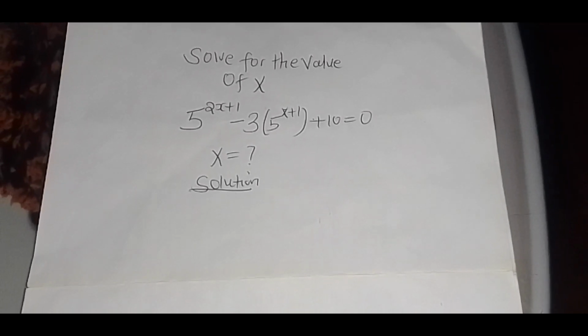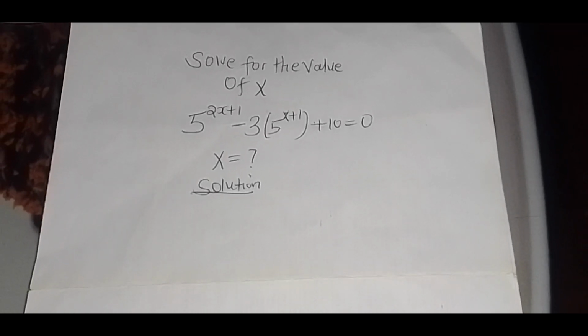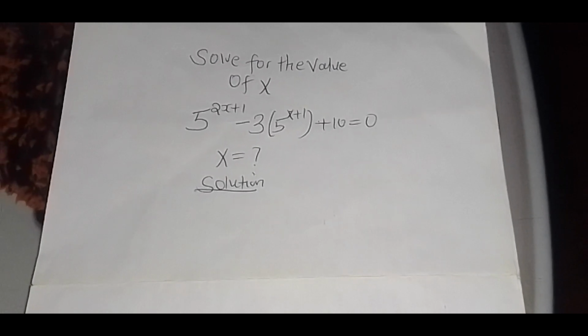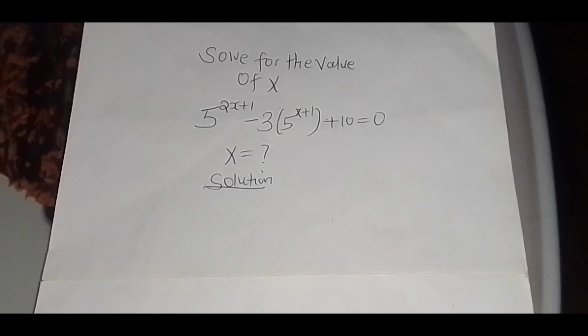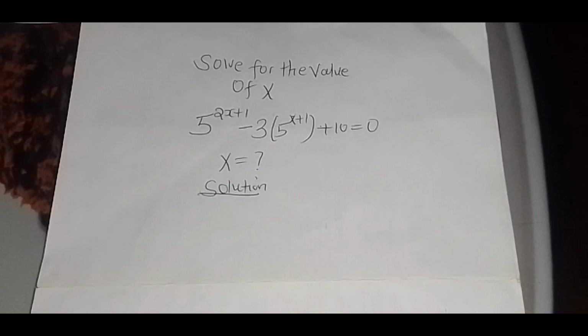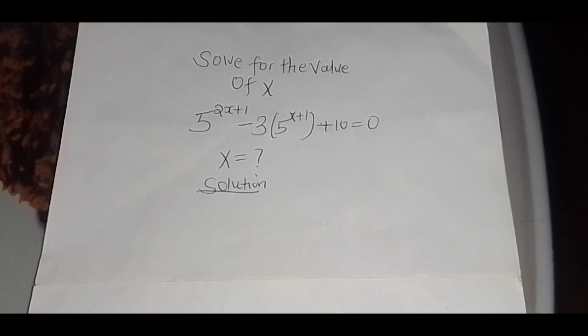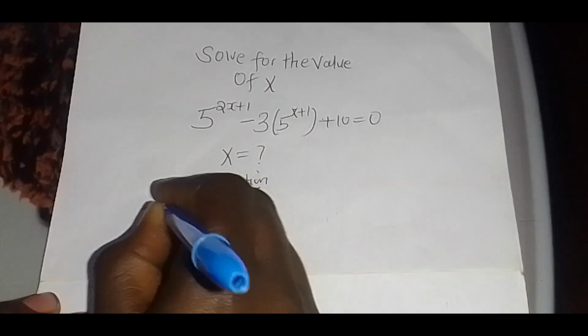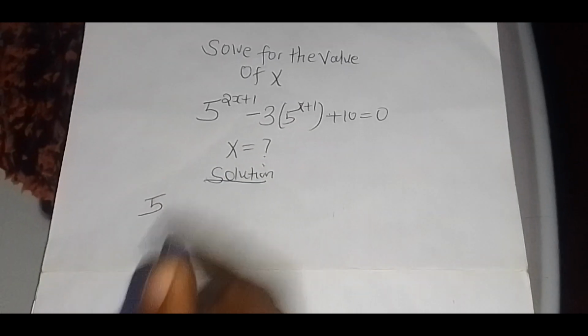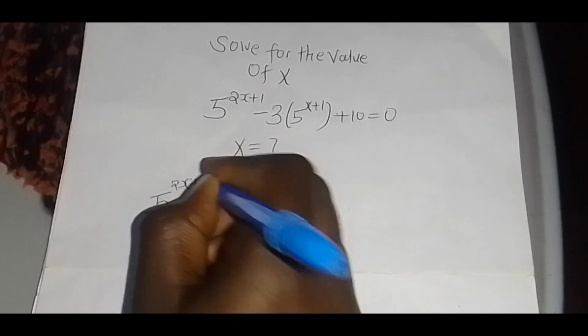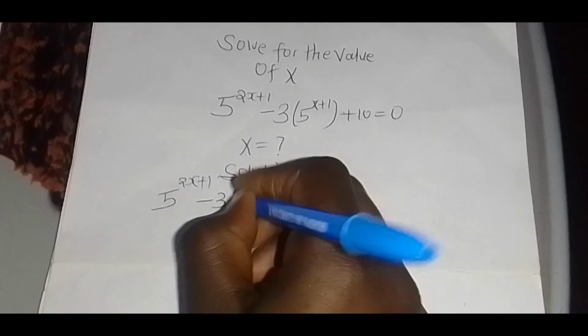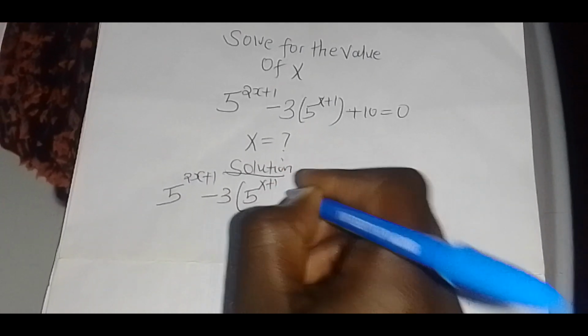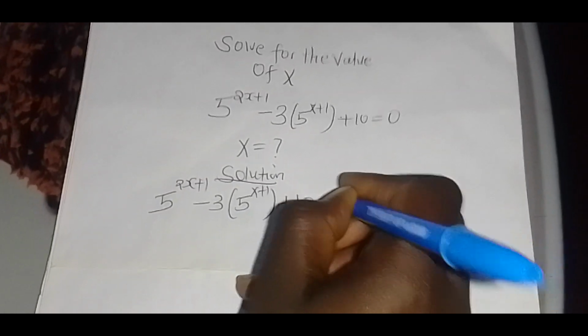Hello everyone, welcome. We solve for the value of x in this exponential equation given as 5 raised to the power 2x plus 1 minus 3 into the bracket 5 raised to the power x plus 1 plus 10 is equal to 0. So what is the value of x? Solution: we have 5 raised to the power 2x plus 1 minus 3, 5 raised to the power x plus 1 plus 10, this is equal to 0.